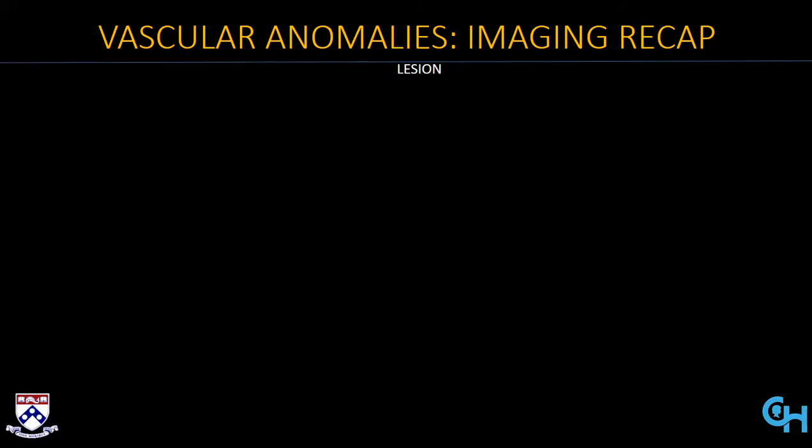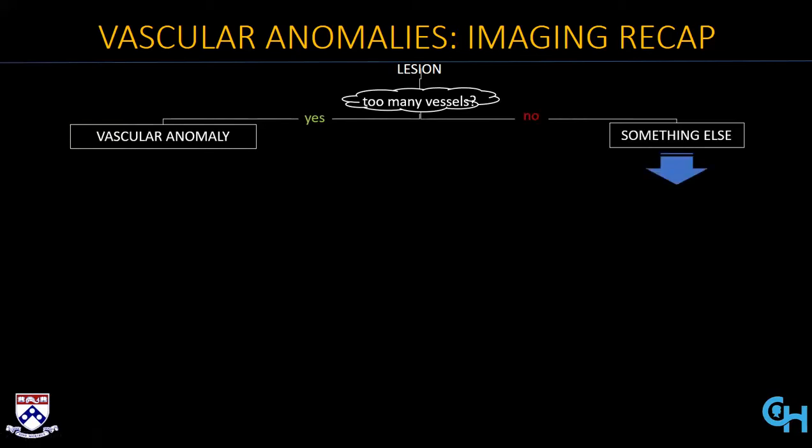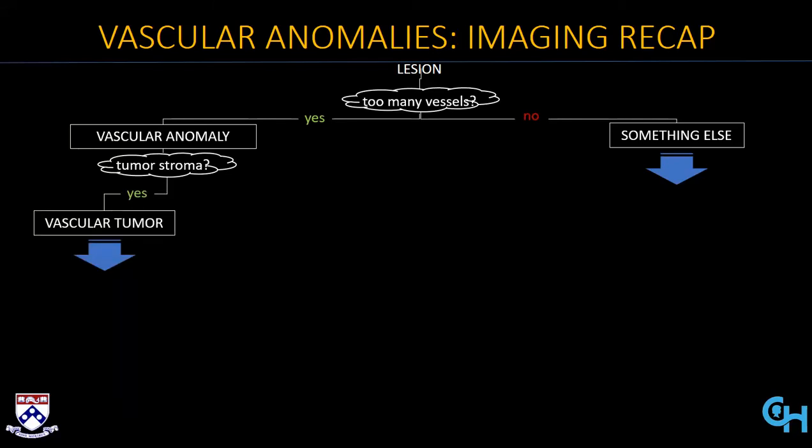So on imaging recap, this is a good diagnostic algorithm to keep in mind. If you have a lesion and there are too many vessels, you should certainly think about a vascular anomaly. If there are not too many vessels, think of something else. Coming down, is there a tumor stroma here? If there is a tumor stroma, then you should think of a vascular tumor. If there is not, think of a vascular malformation.